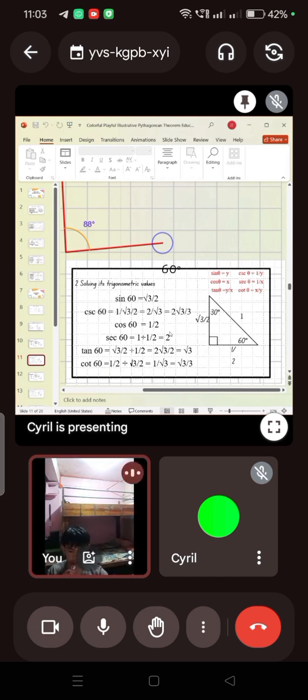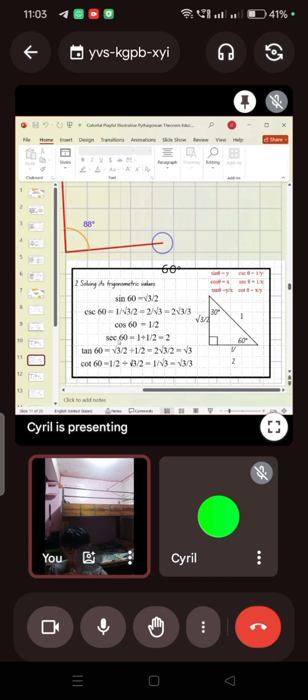Next, we move on to cosine. For cosine, we simply substitute x, which is 1 half. Meanwhile, for secant, we have to divide 1 by x. So 1 divided by 1 half is equal to 2.